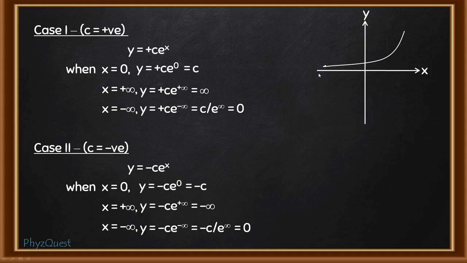So now again when we plot this, the curve will be something like this. So here at x equal to 0, we have a negative finite value on the y-axis. At x is plus infinity, y is approaching minus infinity. And at x is minus infinity, y is approaching 0. So we have got all the plots.